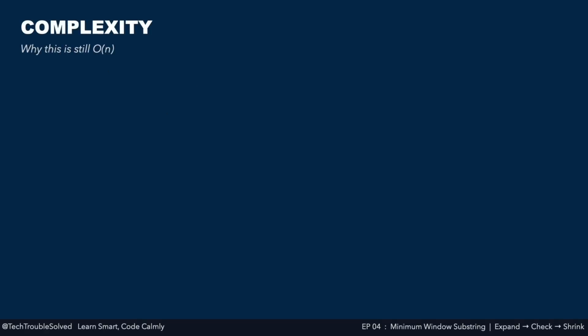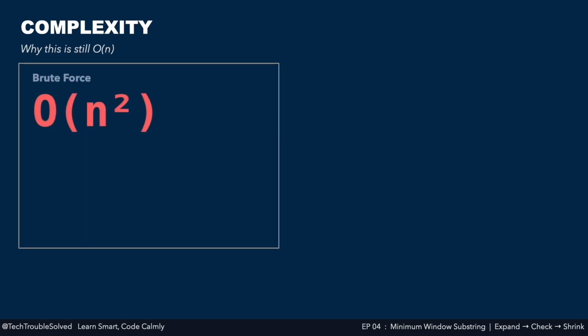Complexity. And let's make this human, not just symbols. Brute force is O(n) squared. Every pair of indices is a potential substring. That's already O(n) squared just to generate them, before you even check if they are valid. Interview strings go up to 100,000. That's not just slow, that's a hard timeout.